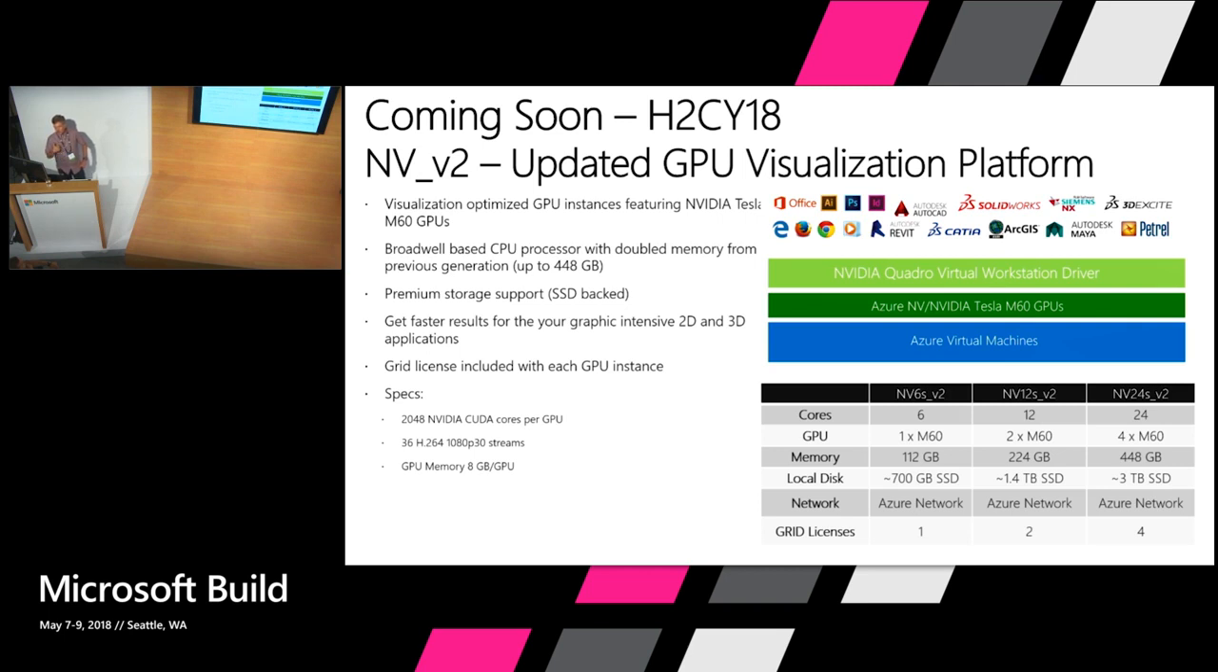It moves to a new CPU, whose name I'm blanking on, Skylake processor, twice the amount of RAM, and twice the local SSD. So based upon the feedback of how people have been using the NVV1, this GPU is great. The specs of the machine needed to be beefed up. So kind of moving towards the latest platform, and again twice the memory and disk, so you can choose which configuration is going to be best for your need.